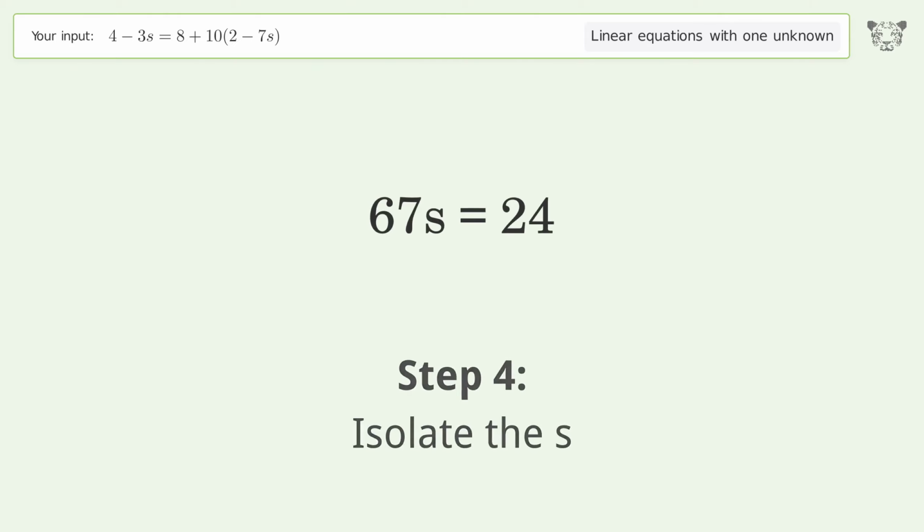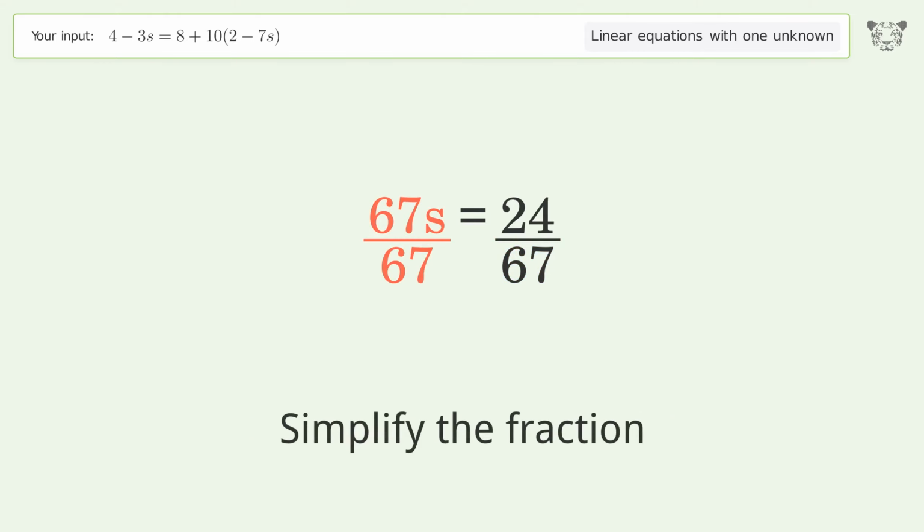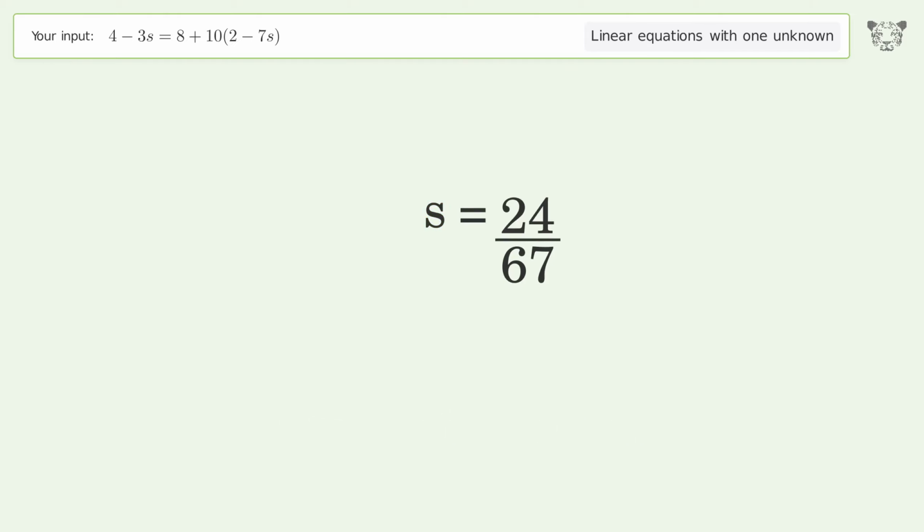Isolate the s. Divide both sides by 67. Simplify the fraction. And so the final result is s equals 24/67.